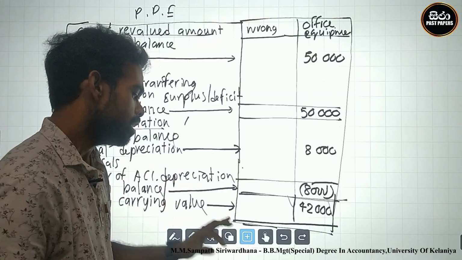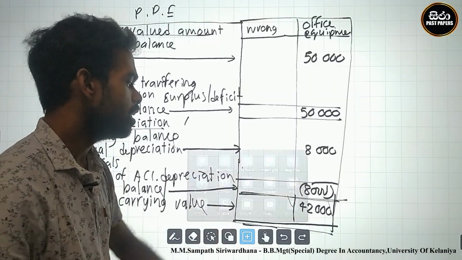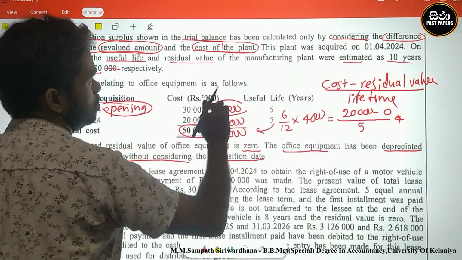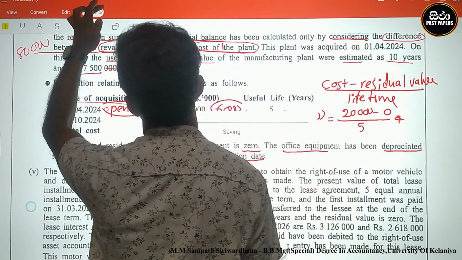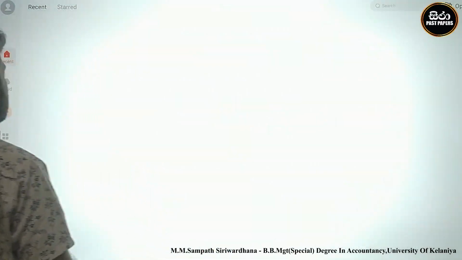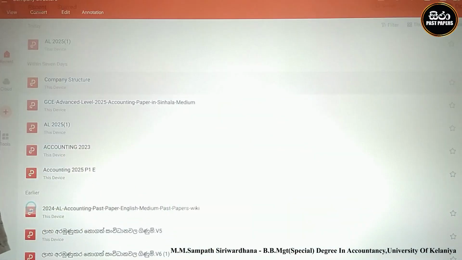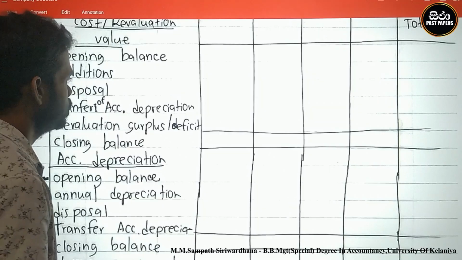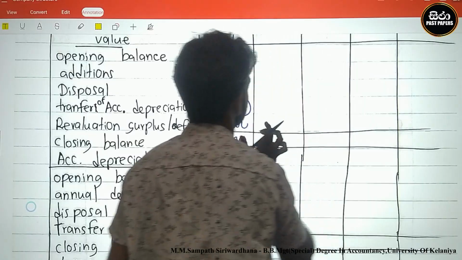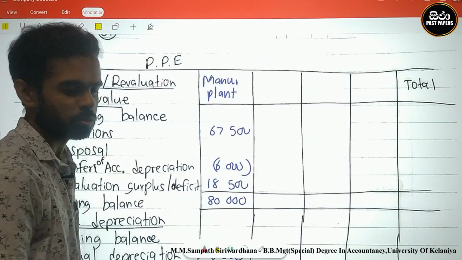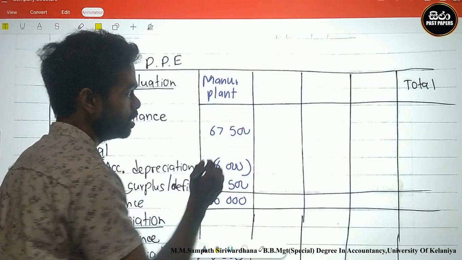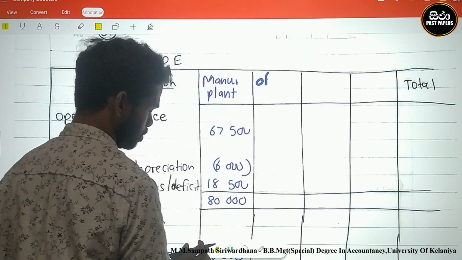Therefore, we can create the answer sheet. Let's see the answer sheet. This is our answer sheet. Company structure. We go to the property, plant and equipment. The manufacturing plant was already done. We must prepare the office equipment.